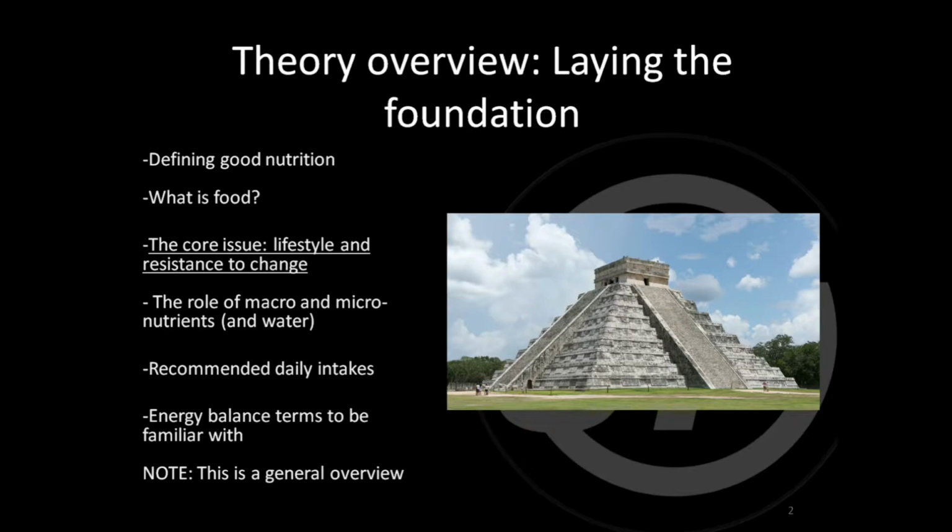What we're going to go through is defining good nutrition. Then we're going to be looking at what is food. Then the underlying big issue for everyone, myself included, the core issue: lifestyle and resistance to change. Change is very difficult. Then we're going to have a look at the role of macros and micronutrients, and very, very quickly at water. Recommendations of daily intakes, we're going to go quick through that. Then energy balance terms, which will be very helpful going forward. And again, this is just a general overview.